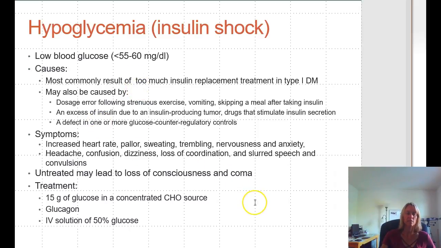So symptoms, we're going to see increased heart rate, pallor and sweating, trembling, nervousness, and anxiety. This is because we're going to see an increased sympathetic nervous system tone, headache, confusion, dizziness, loss of coordination, slurred speech, and convulsions. This can lead to loss of consciousness and coma if untreated, and this is treated by giving glucose. So you give glucose in a concentrated carbohydrate source. You can also give glucagon to cause a breakdown of body stores of glycogen, and if the patient's unconscious, you're probably going to give an IV solution of 50% glucose.